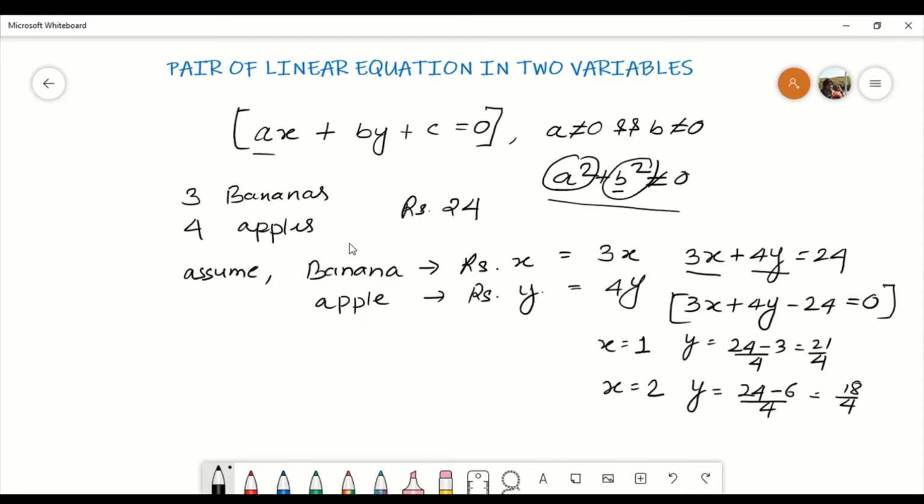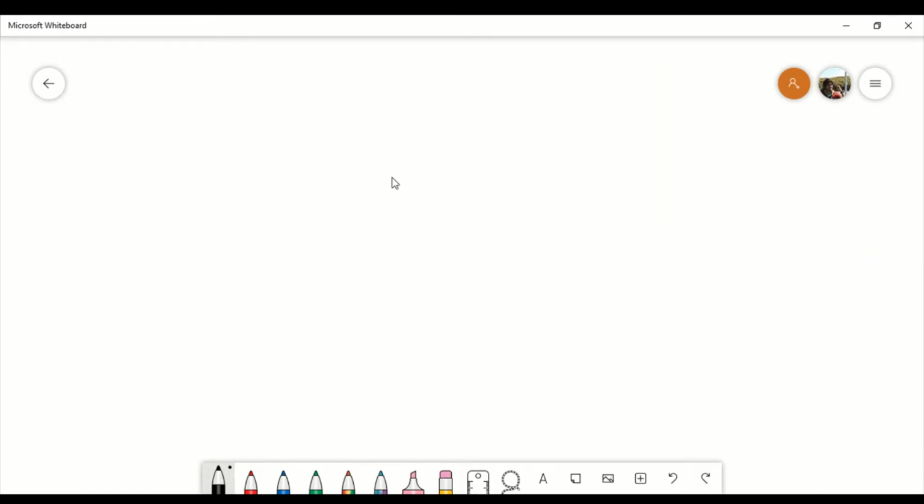We can also see this graphically. So let's first understand how a linear equation in two variables is represented on a graph. What do we get if we try to plot a linear equation in two dimensions, which is the xy coordinate plane? My linear equation is in the form ax plus by plus c equal to 0. How does this look on a graph if I try to plot it?